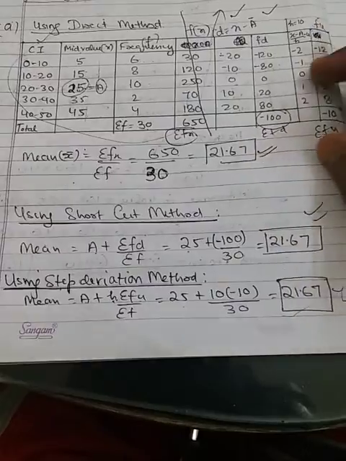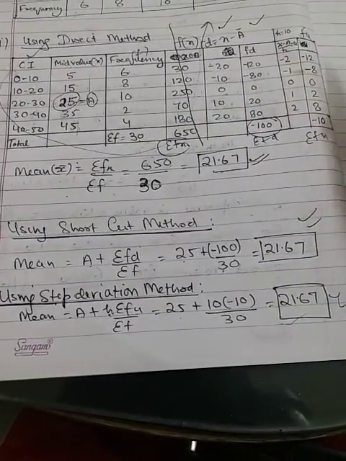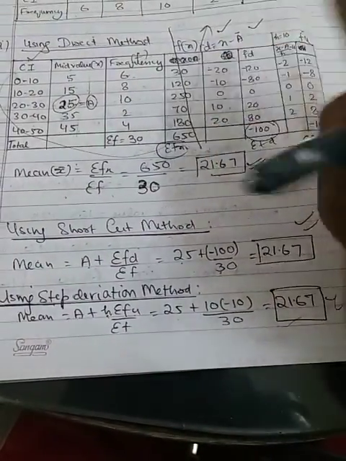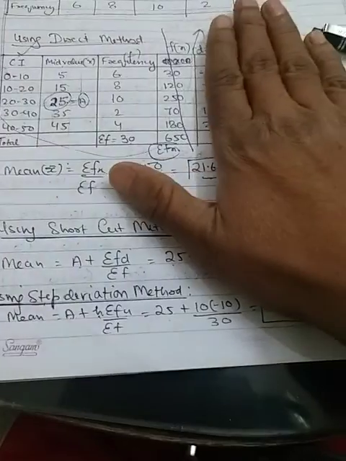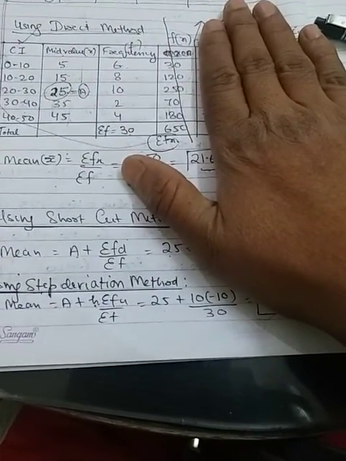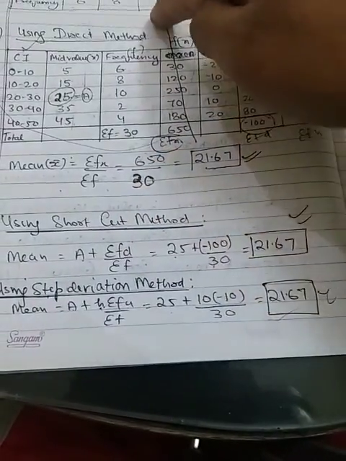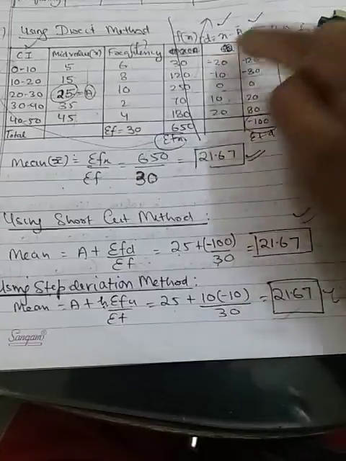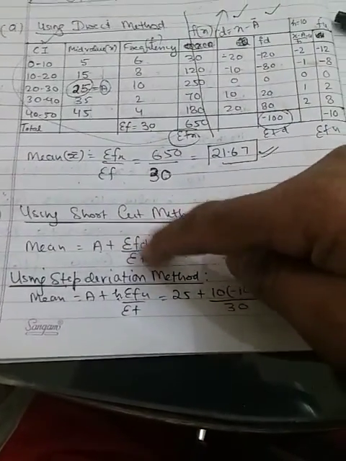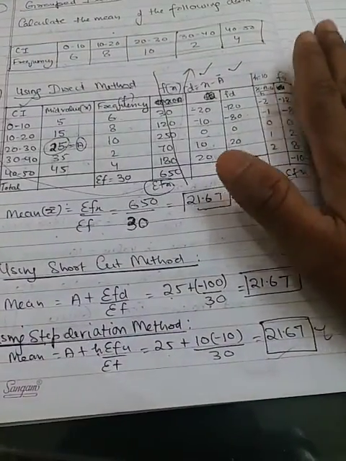I have applied all three methods in the same question so that you can identify how to proceed if it is asked for any particular method. When you are asked the first variety, then you have to do it using the direct method, and you have to do till here. If it is asked the second method, that is the shortcut method, then you don't have to do this column, then do this, then take out fd as per the formula. Clear? So we have to do till here.